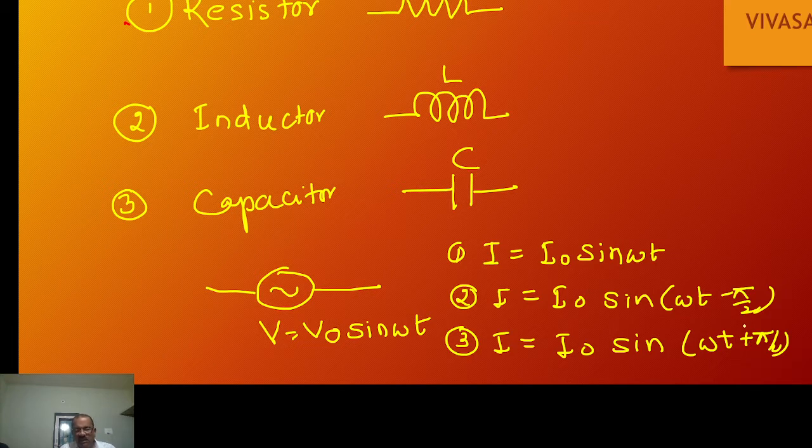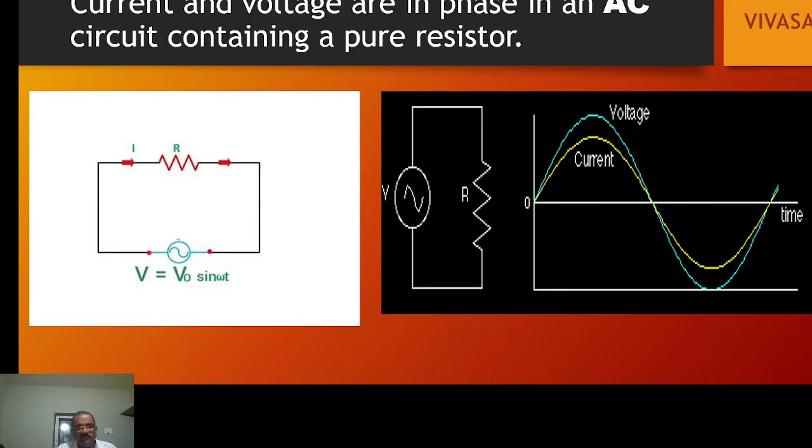If you compare voltage and current, they have a phase difference of pi by 2 in each case. In one case the voltage is leading, and in the other case the current is leading. Because of that, these circuits become very important, and now we discuss the circuits one by one in detail.